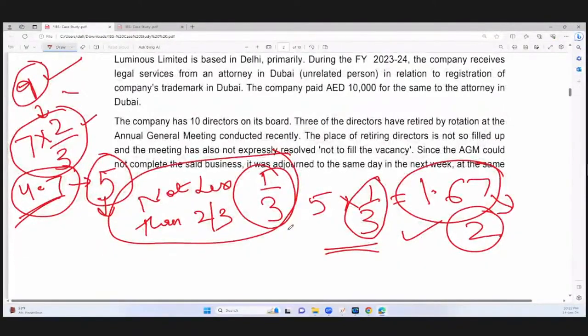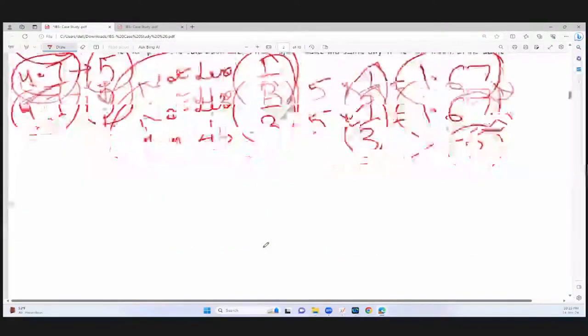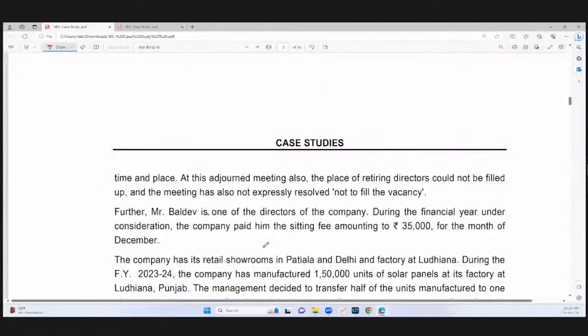Now, what happened? The AGM provisions are covered in section 96. If the AGM could not complete, the AGM has not concluded, it was adjourned to the same day in the next week. Adjourned का meaning shifted, at the same time and place. At this adjourned meeting also, the place of retiring directors could not be filled up, because the adjourned meeting is the same meeting as the original meeting, but at the adjourned meeting also, if the place of retiring directors could not be filled up, the meeting has not expressly resolved.